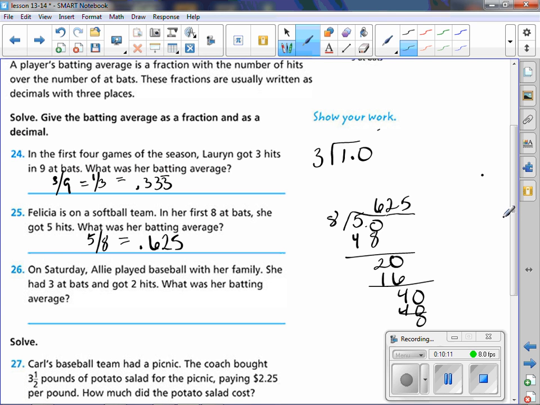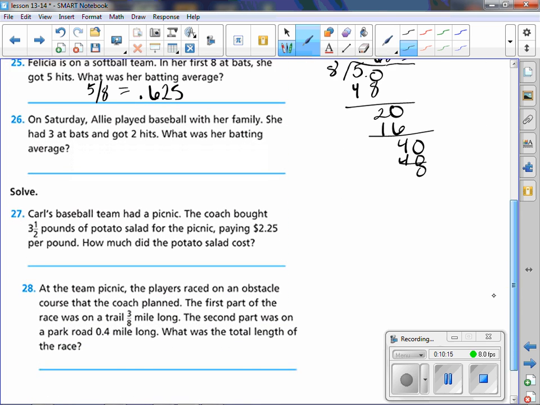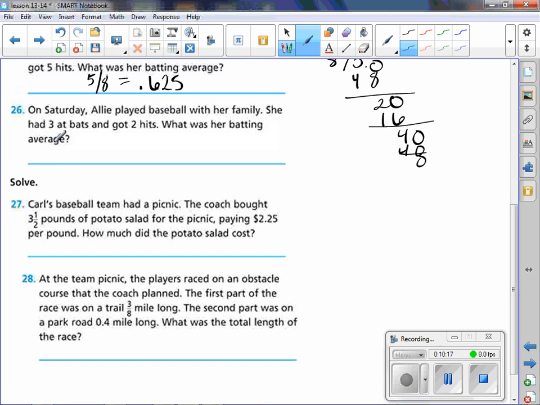So let's try the next one. On Saturday, Allie played baseball with her family. She got 3 at-bats and 2 hits. So what's her batting average? 2/3. We're going to take that, and hopefully you know, because it's thirds, it's that repeating decimal. Because we go out 3 places, you can round up at that 3rd place and then stop it, because that's part of the batting average.